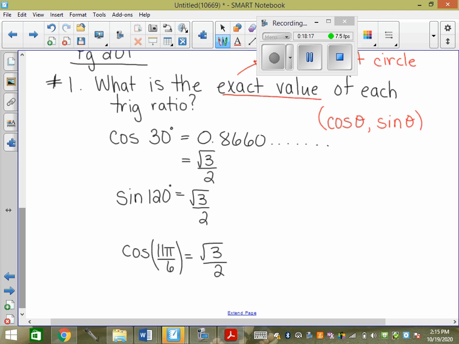So if, instead of cos of 11 pi over 6, I asked for secant of 11 pi over 6, secant of 11 pi over 6 is on your unit circle. I go to 11 pi over 6. I go to cos because it's special. Flip it. So if cos is root 3 over 2, secant is what? 2 over root 3.